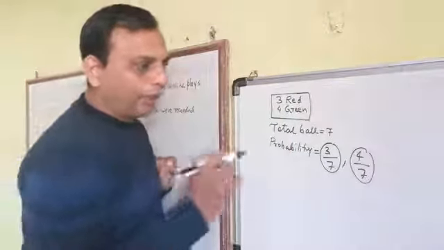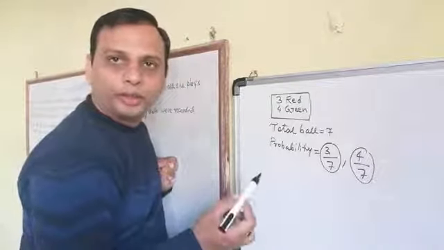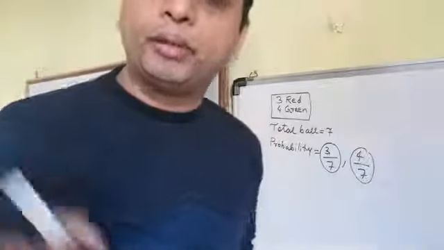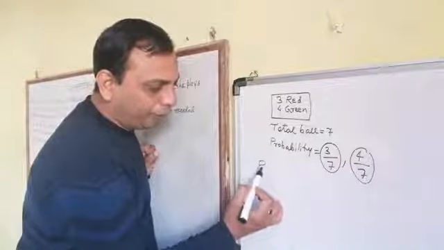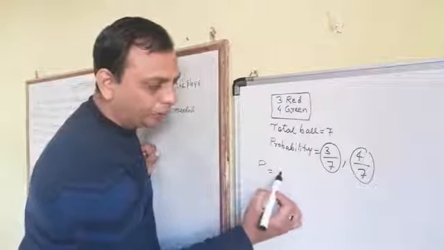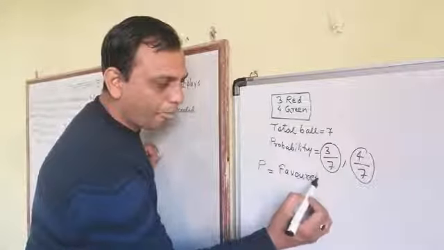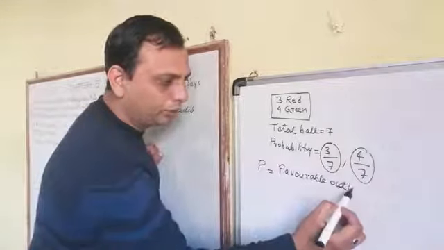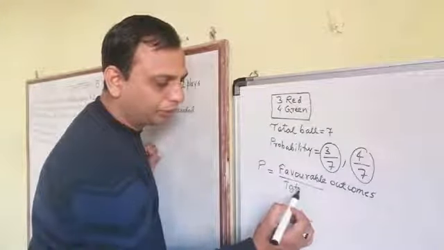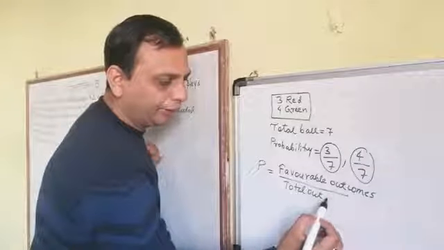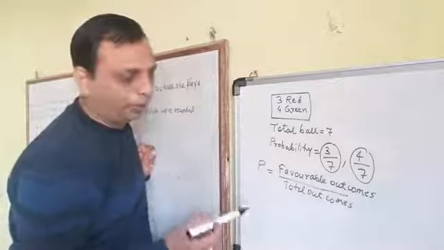Now, when we got this answer, we can frame one formula to find the probability. Probability is given by the formula: the probability, denoted with the letter P, is equal to the favorable outcomes upon total outcomes. This is the formula for probability. This formula we have to use to solve the questions.